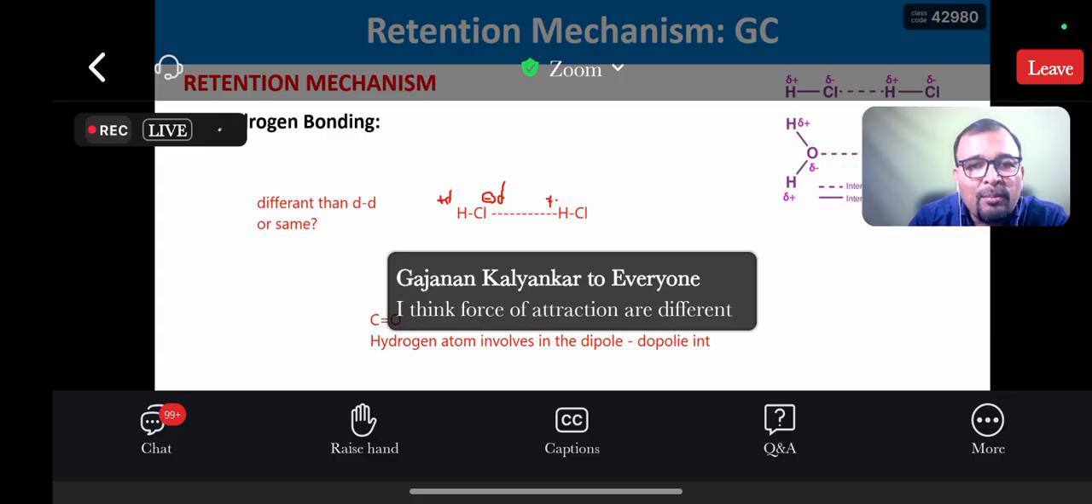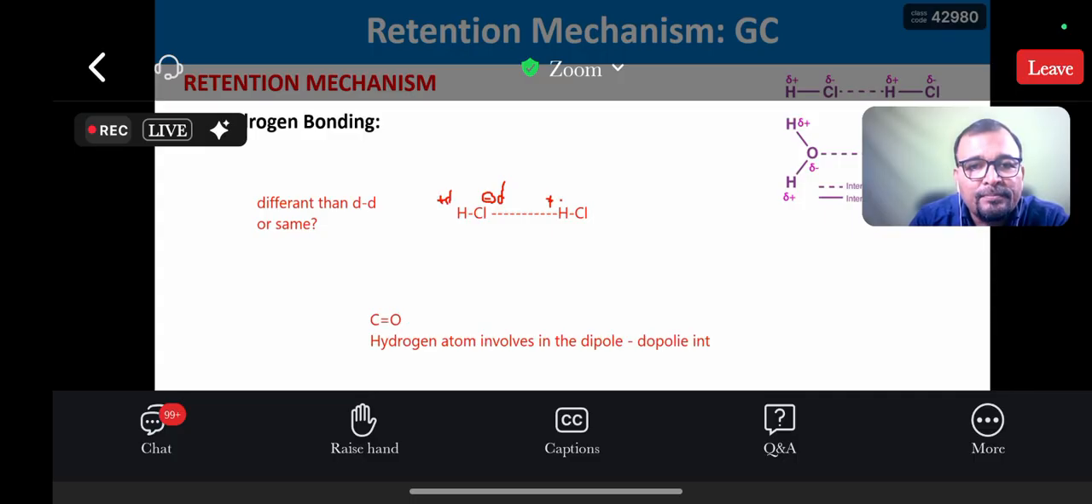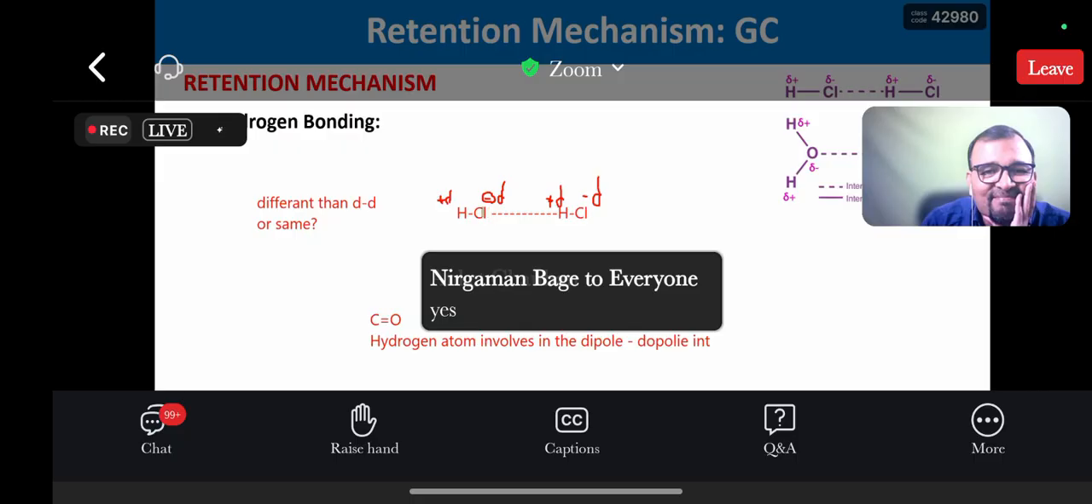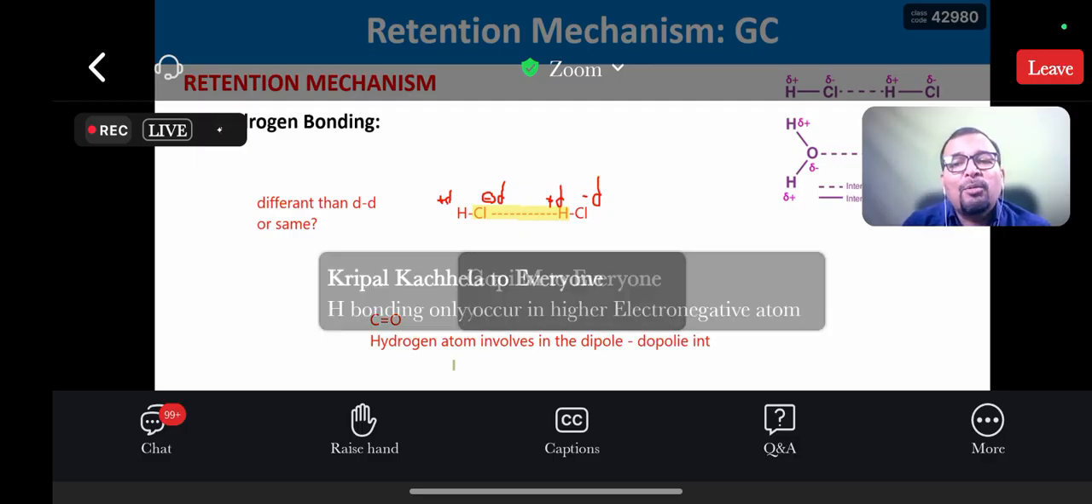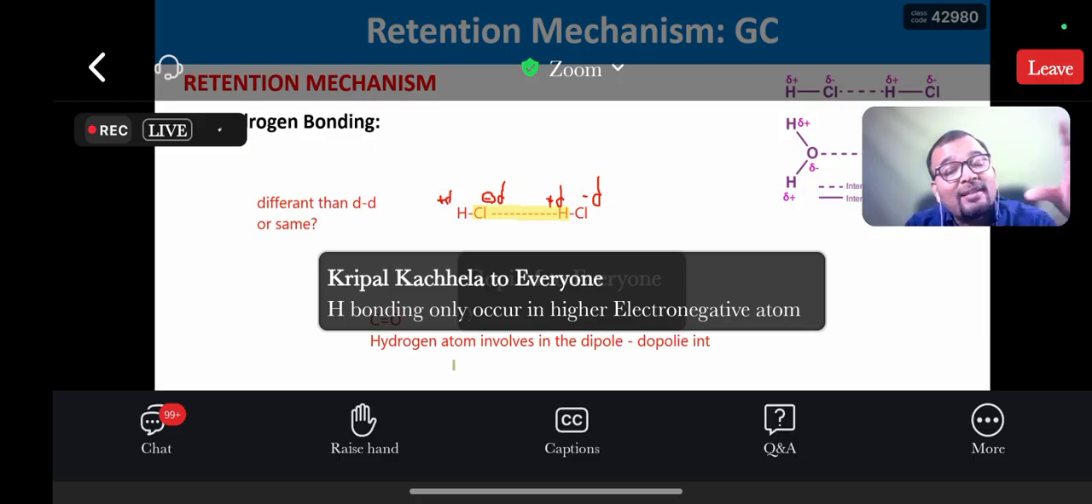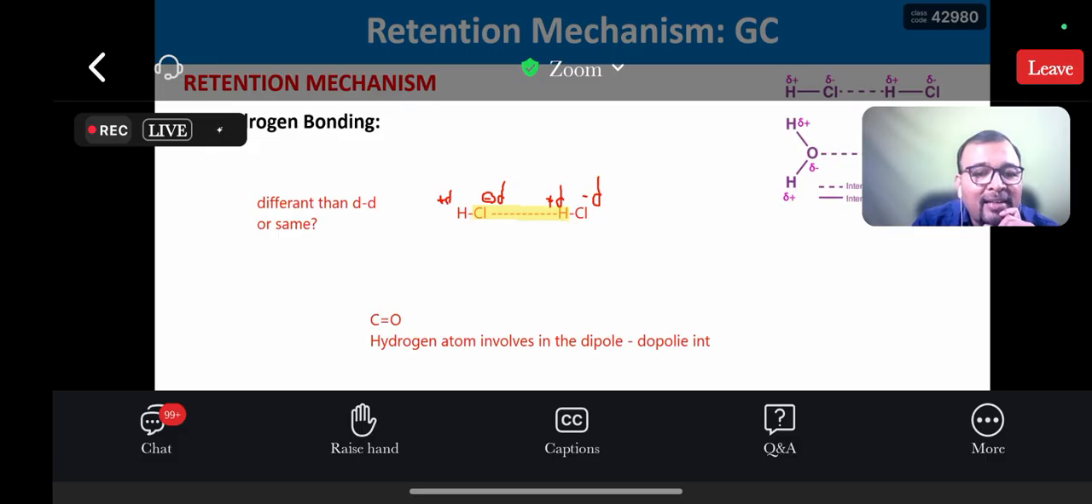Is there involvement of hydrogen in the force of attraction? Yeah, absolutely. Why are they different, Gajanan? It is just a dipole-dipole interaction. In this case, it is a specific kind of dipole-dipole interaction, and it is identified as hydrogen bonding, as hydrogen is involved in the force of attraction.